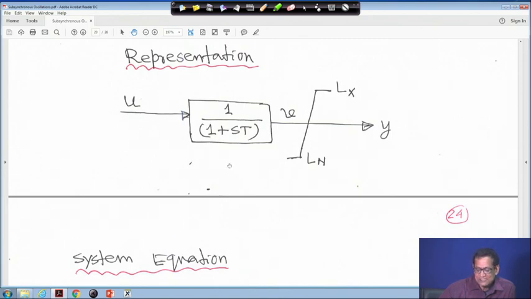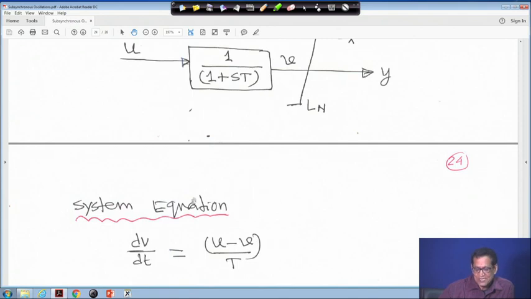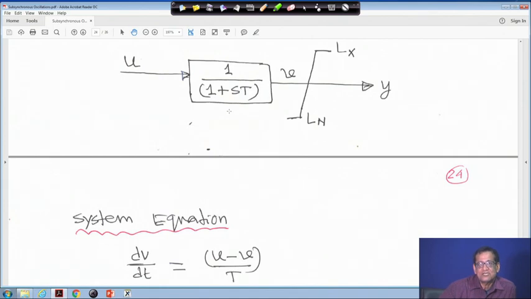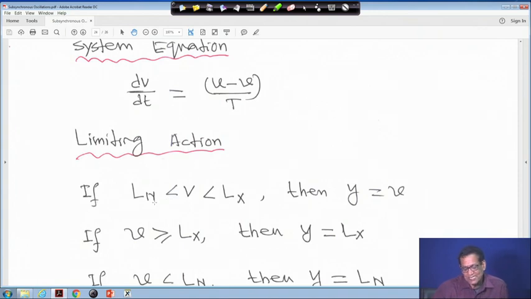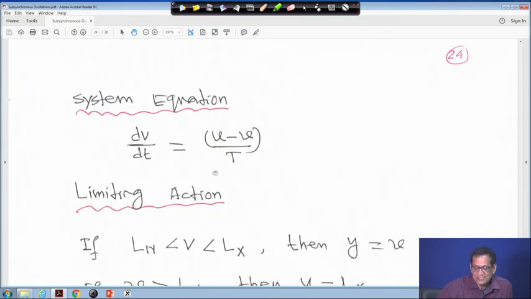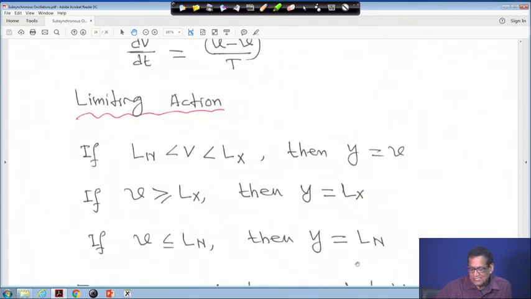Now for this system the equation will be, you can try to write it, dv by dt equals u minus v upon T, this being 1 upon 1 plus sT, the capital T. So dv by dt will be u minus v by T. It is a first order block diagram. Now, limiting action. If v is lying between Ln and Lx, then y is equal to v, same as before. If v is greater than Lx, then y is equal to Lx, and the equation is dv by dt equal to u minus v by T. If v is less than or equal to Ln, then y is equal to Ln. This way the limiting action takes place.